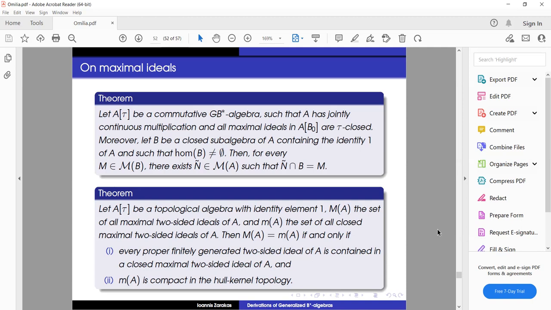Okay. It is a very insightful observation, and I'm going to see if this is exactly the case. So a GB star algebra is exactly an inverse limit of Banach bimodules. Yes, it is an insightful observation. I haven't exactly thought about it, but now you give me a clue to go back and see. Oh yes, okay. Thank you.